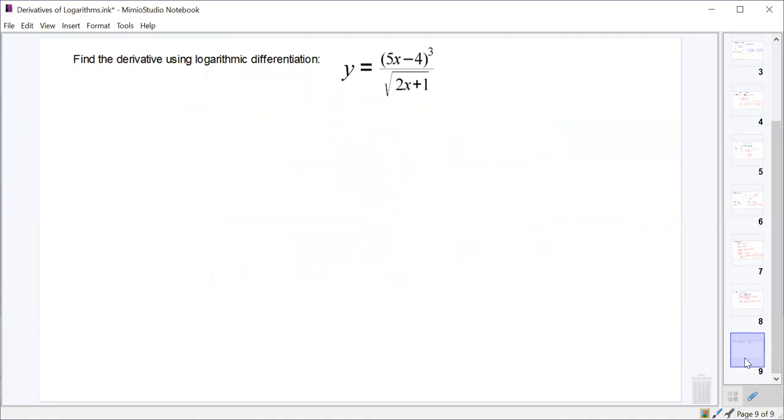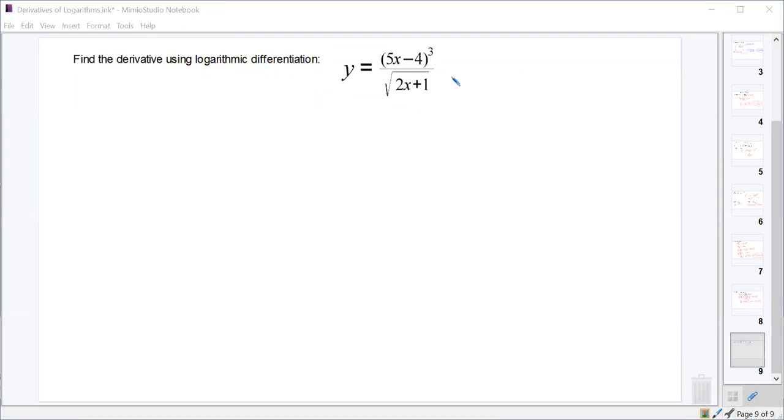All right, let's look at one more of these. Now this one here is one that we could probably do using the quotient rule, yeah? You agree that we could do this using the quotient rule? What do you guys think? Can we do this problem using the quotient rule or no? Probably. We should be able to, right? It's a quotient of two functions.